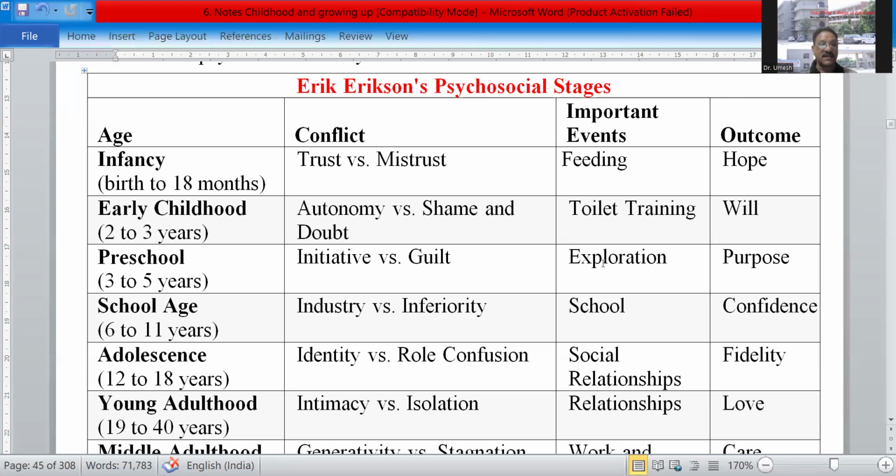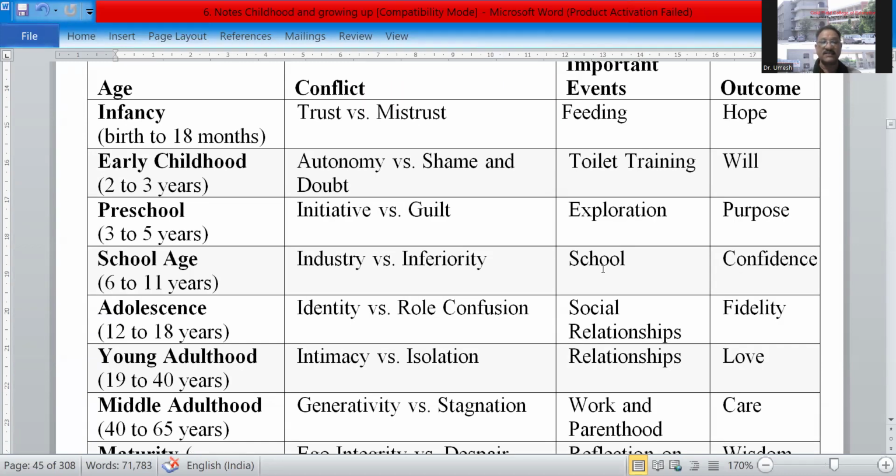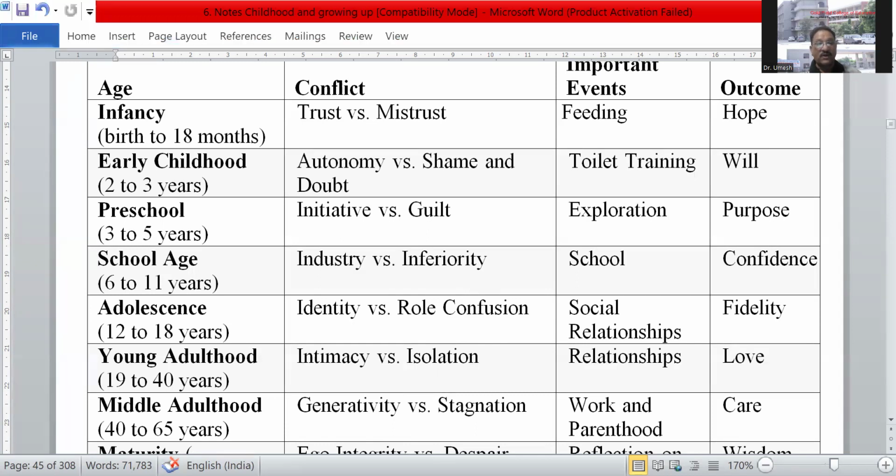After that, the next age comes, school age, which is most important, 6 to 11 years. The conflict is between industry and inferiority. There are two traits: industry, that is hard work, and inferiority, that means I am not superior. The important event at this time is that a child goes to school and develops confidence. It develops self-confidence in abilities when competent, or a sense of inferiority when not. If a child thinks he is competent to do the work, confidence will develop. If he fails, he will feel inferior.